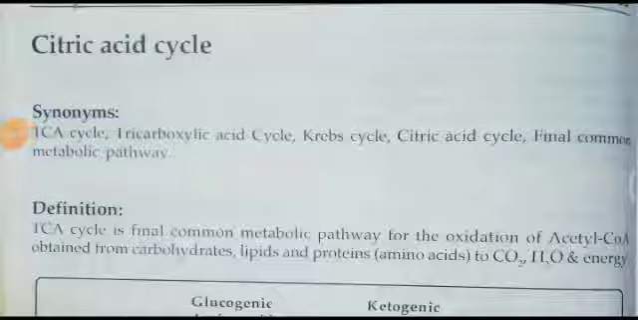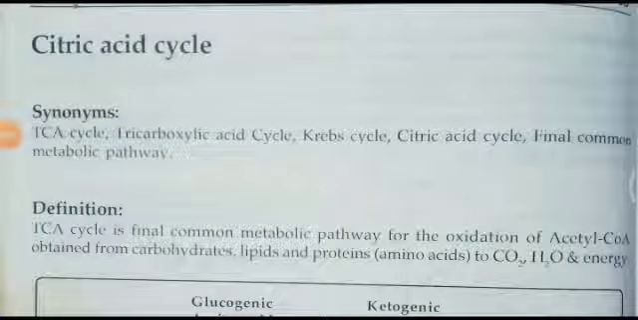Hello viewers, today we are going to discuss the citric acid cycle, which is also called the tricarboxylic acid cycle, Krebs cycle, citric acid cycle, etc. All these are different names for the same pathway. So let us begin with its definition, where it takes place, and how it takes place.